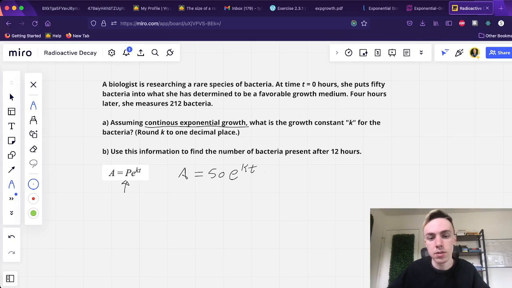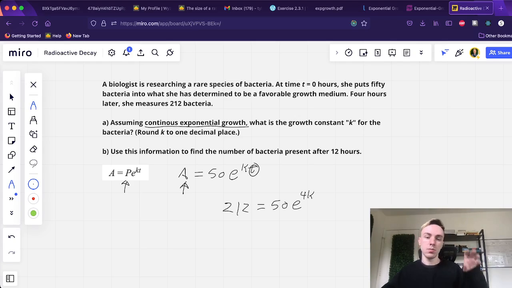And now the question is, okay, what else do we have? Well, assuming continuous exponential growth, what is the growth constant K for the bacteria if she measures that 4 hours later, she has 212 bacteria? So when time is 4 hours, her final amount, A, is 212. So we can again rewrite this. We can write 212 is equal to 50 e to the 4k, and this is just because t is 4, and we like to have our coefficients in front of our variables. So in this case, we have a variable k, and we like 4 to be in front of it.